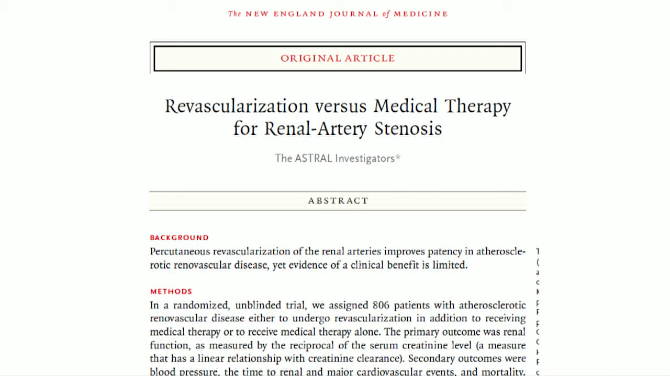So although ASTRAL was a negative result in terms of it said that angioplasty and stent didn't help patients with atherosclerotic renovascular disease, that's because everyone that went into ASTRAL were in this grey area where probably they had a bit of 50-60% on one side, 40% on the other. They didn't have really stonkingly bad renal artery disease, and they certainly didn't have FMD. If you had FMD, you were not eligible to go into ASTRAL, so you would not be randomized in ASTRAL.